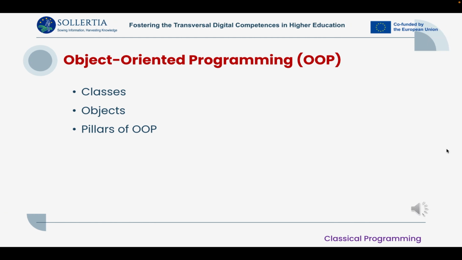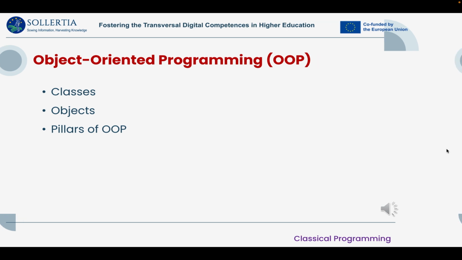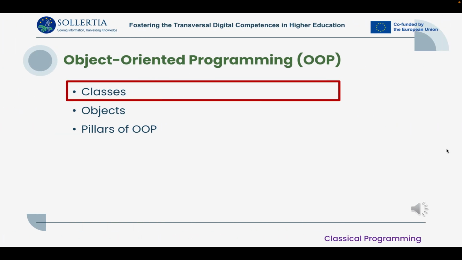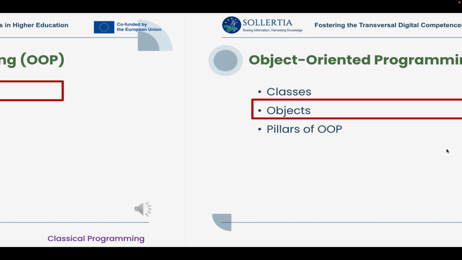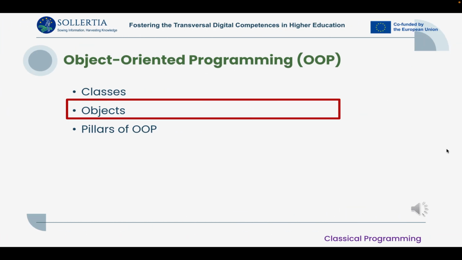The evolution of programming is object-oriented programming, and we'll start with those concepts. The first concepts represent classes, which are blueprints for creating objects. Objects are instances of classes with specific attributes and behaviors.